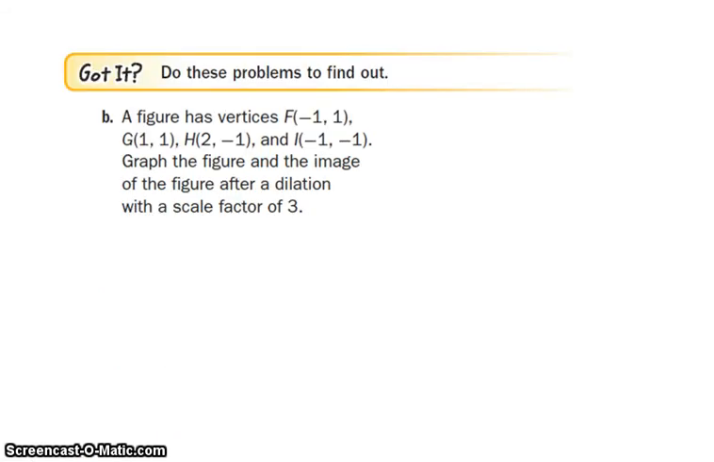Alright, so do your got it problem again. You have a coordinate grid, plot F, G, H, and I. Then you're using a scale factor of 3. So you're going to have to multiply each one of these points by 3 to get your new image. So pause the video and try got it problem B. Alright, let's see what you did.